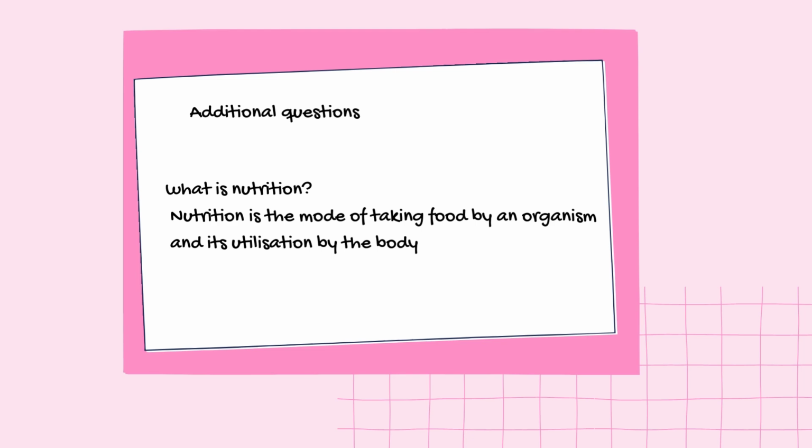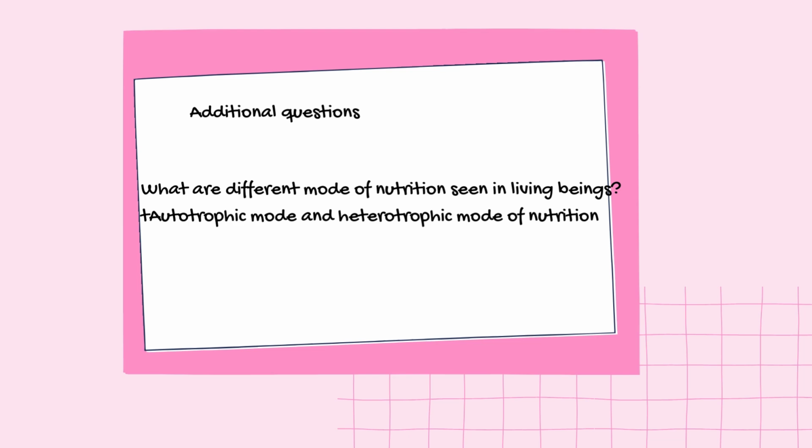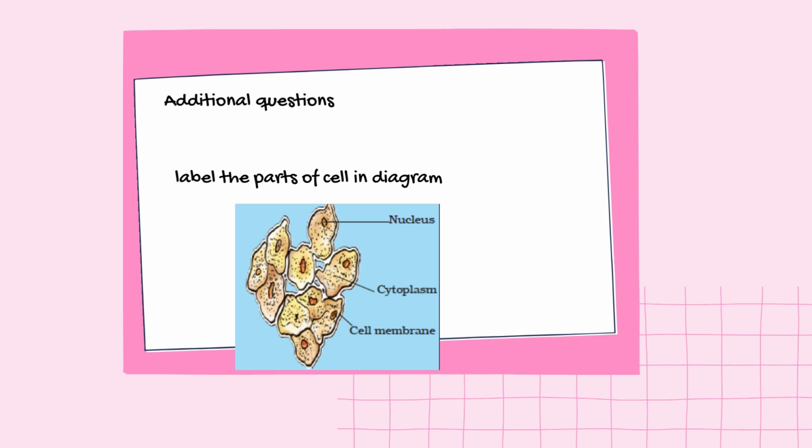Next question is, what are different modes of nutrition seen in living beings? The answer is autotrophic mode and heterotrophic mode of nutrition. Label the parts of cell in diagram. 1. Nucleus, 2. Cytoplasm, 3. Cell membrane. Give reason.